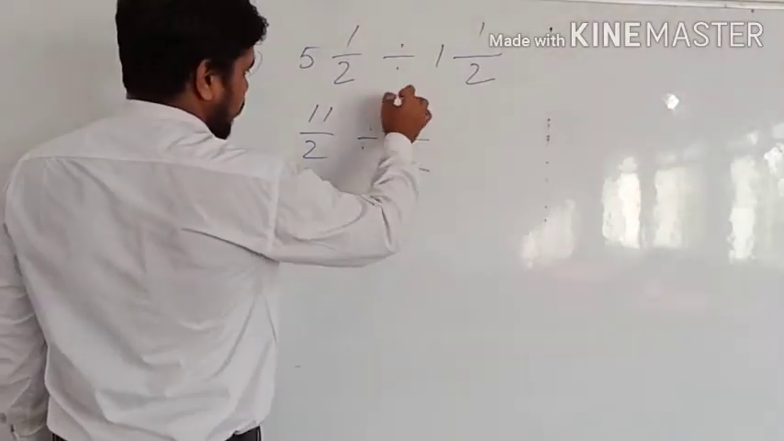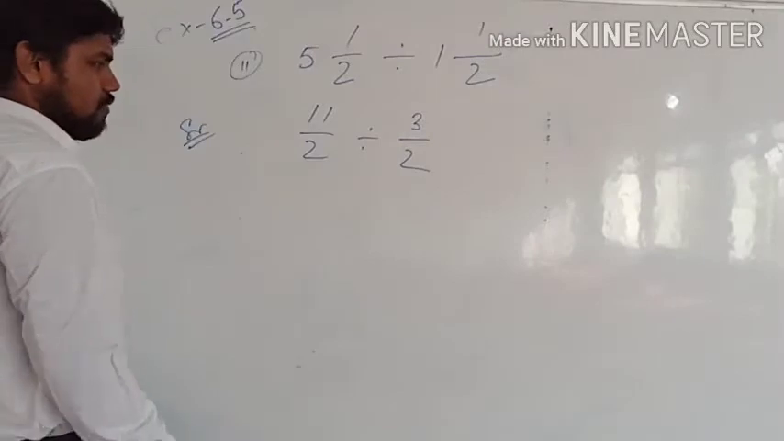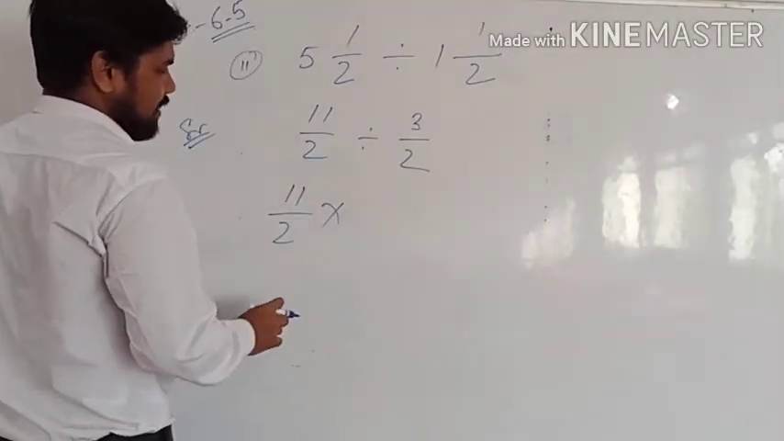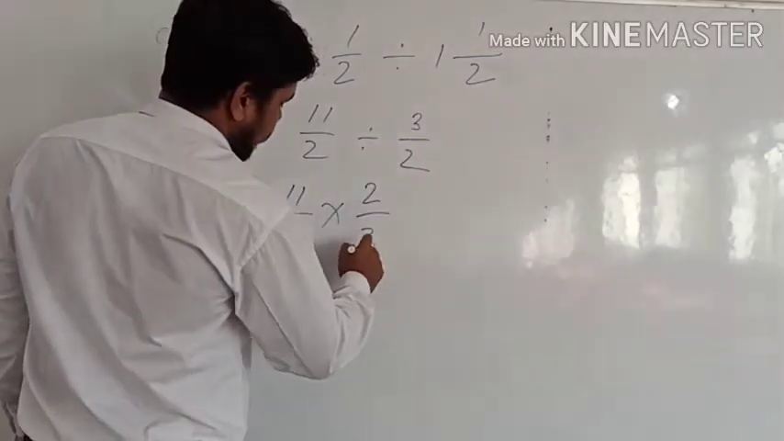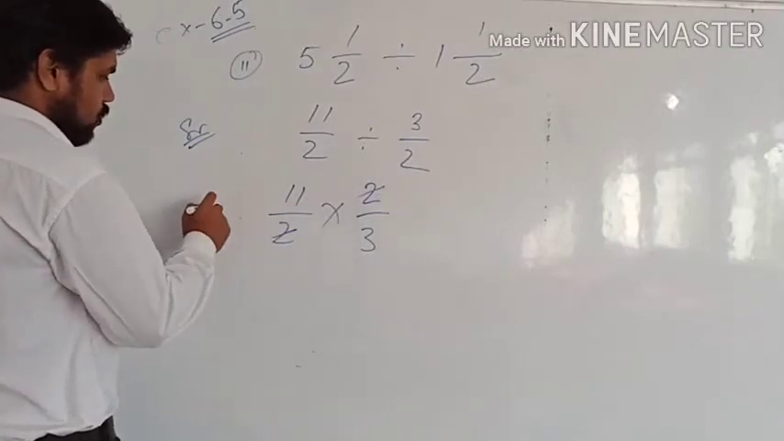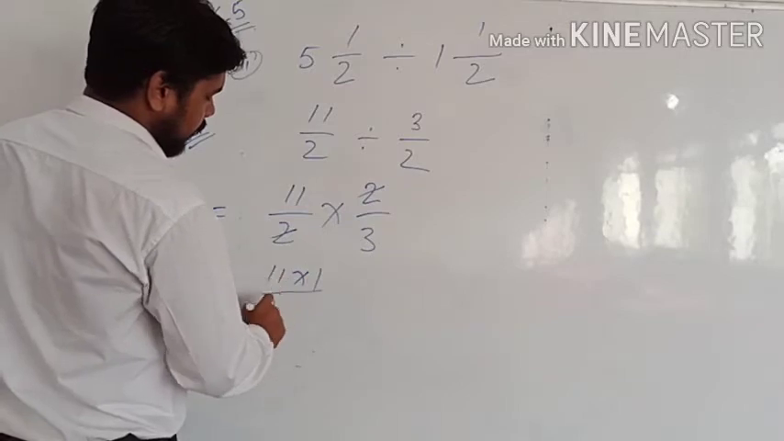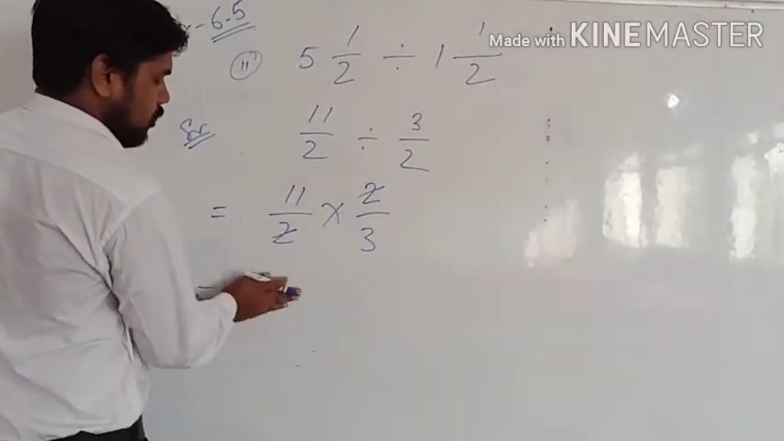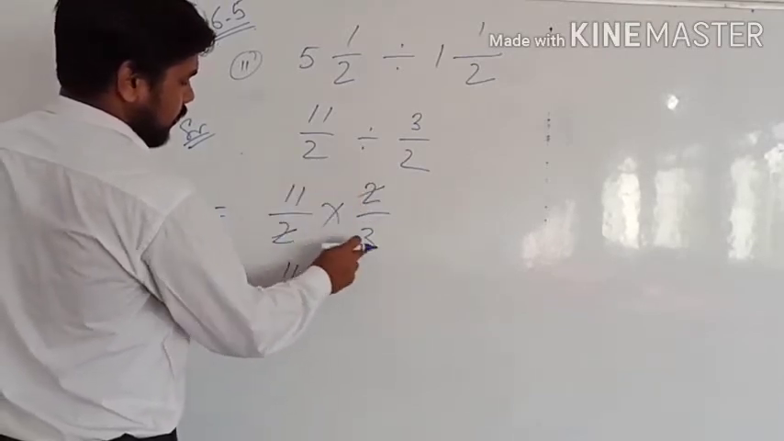Now for dividing this, we will keep this number as it is, so it will be 11 by 2. Now the sign we will change into multiplication and the reciprocal of this will be used. So 2 divided by 3. So 2 and 2 will be cancelled, 2 1s are 2. So the number left will be 11 multiply 1 divided by 1 multiply 3. Or you can write the answer directly without writing all these steps. That is, 11 1s are 11 divided by 3 1s are 3.